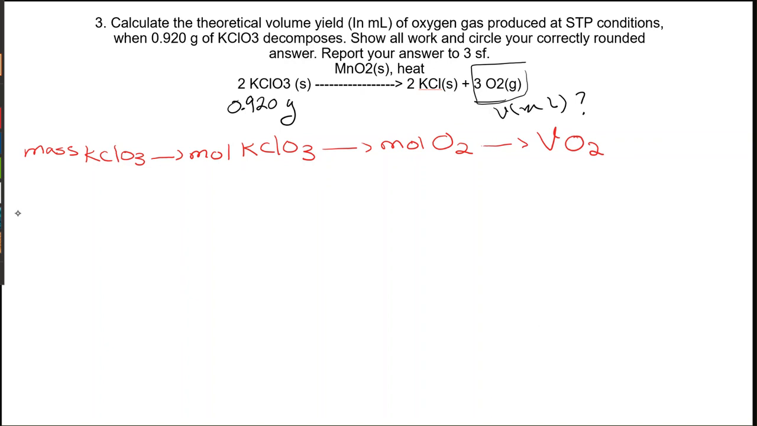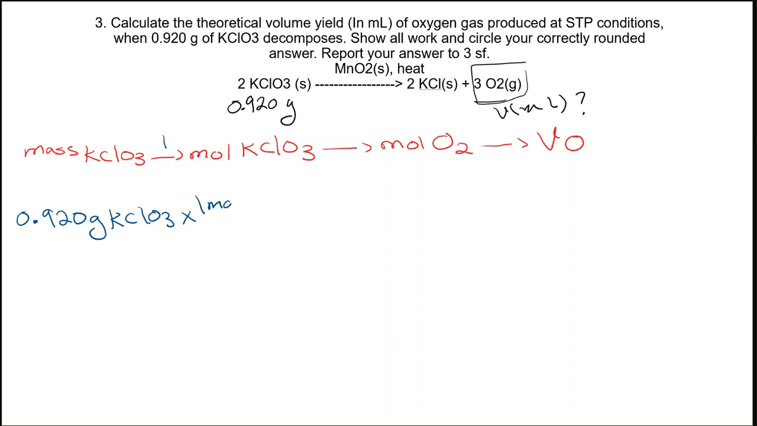The mass of potassium chlorate given is 0.920 grams of potassium chlorate. Now, first step, I want to convert this to moles of potassium chlorate. So we're going to use the molar mass of potassium chlorate.